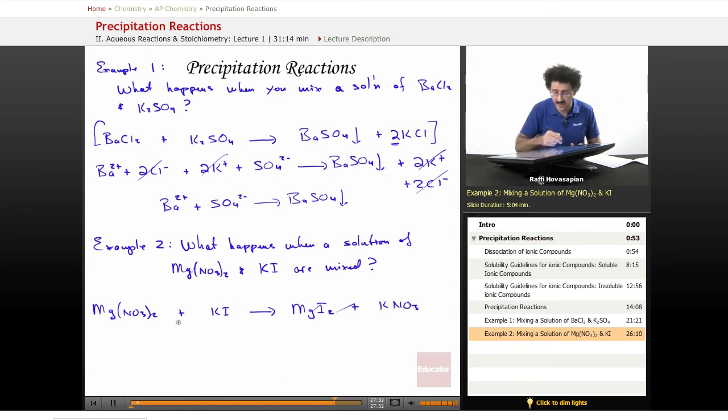Now I want to balance this. That's the first thing I do once I come up with a molecular formula by switching partners. There's one magnesium. There's 2 nitrates. There's 1 nitrate here, so I put a 2, which gives me 2 potassium. I stick a 2 in front of the K on the left. That gives me 2 potassium. That gives me 2 iodide. There's 2 iodide on the right. I'm fully balanced. All I needed was a 2 here and a 2 there.